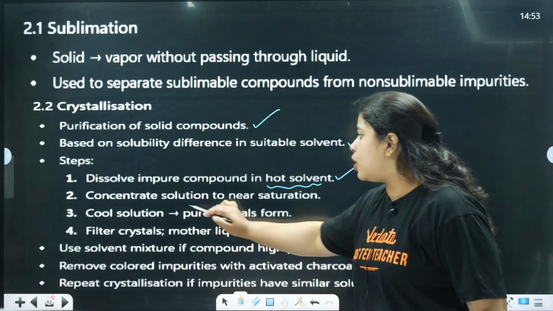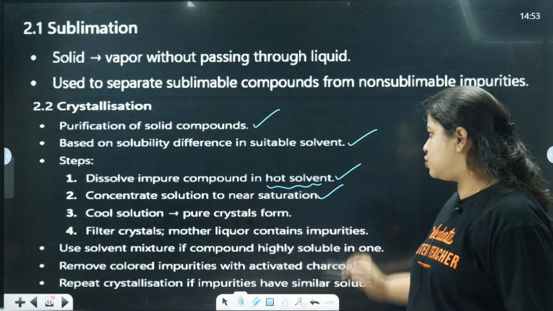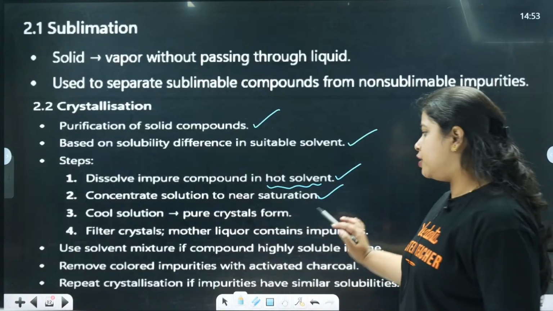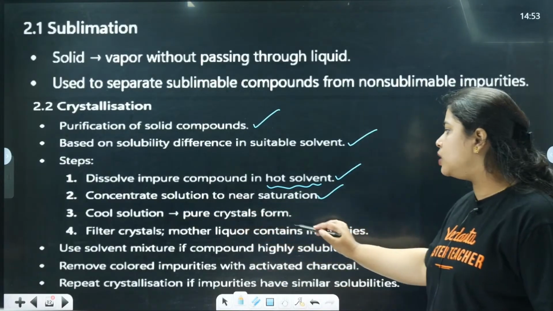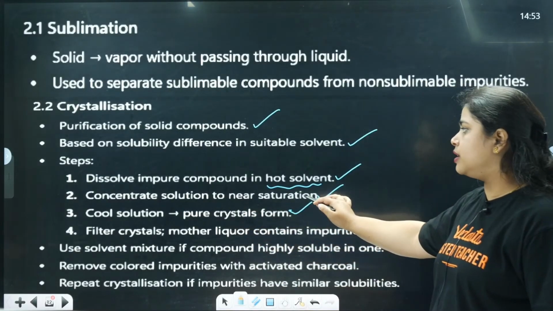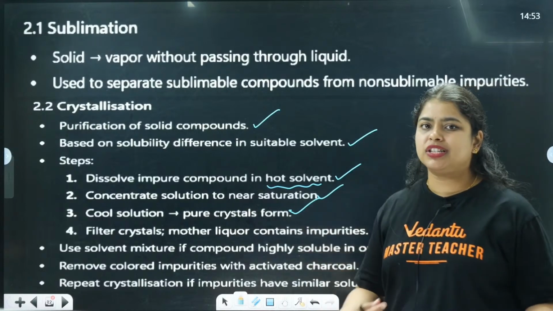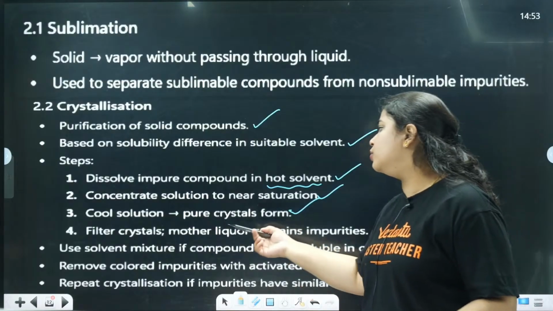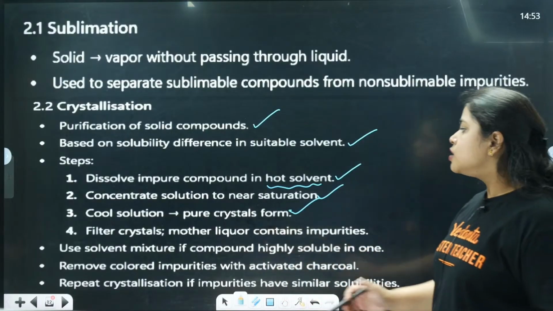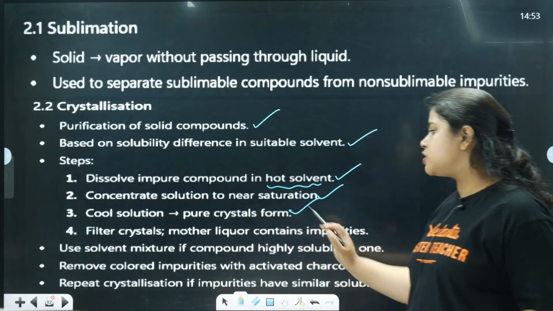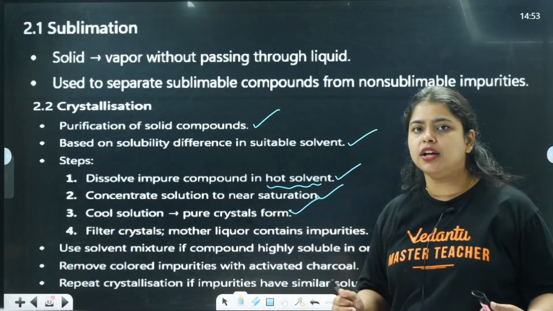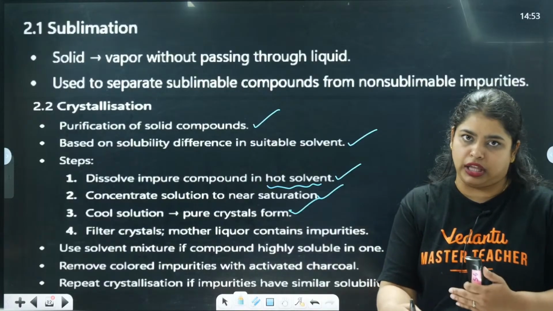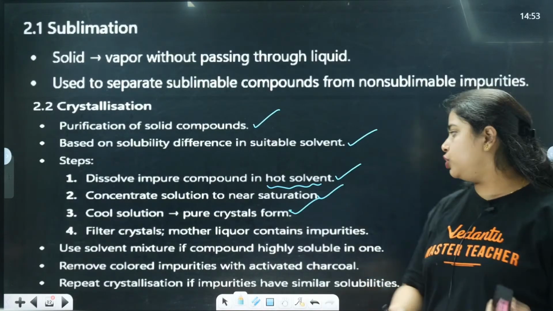Done. Next is concentrate the solution to near saturation. You need to concentrate the solution. Then afterwards cool the solution. Because we have concentrated it, it will be hot because it will be releasing heat. Sorry, it is an exothermic process. Okay. So, on cooling the solution, pure crystals will be formed. As it keeps cooling, crystallization keeps forming.